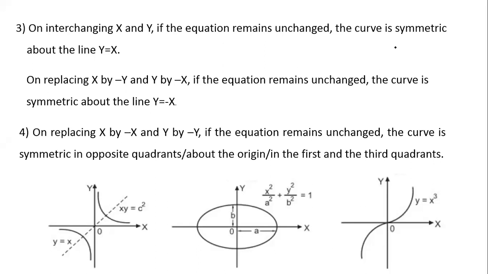So the middle figure is symmetric about x-axis and y-axis, and hence it is symmetric about the origin also, but the converse is not true. So here we have an example for the same, y equal to x cube. See, property 1 is not satisfied, property 2 is not satisfied, but property 4 is satisfied. So these are the 4 properties.